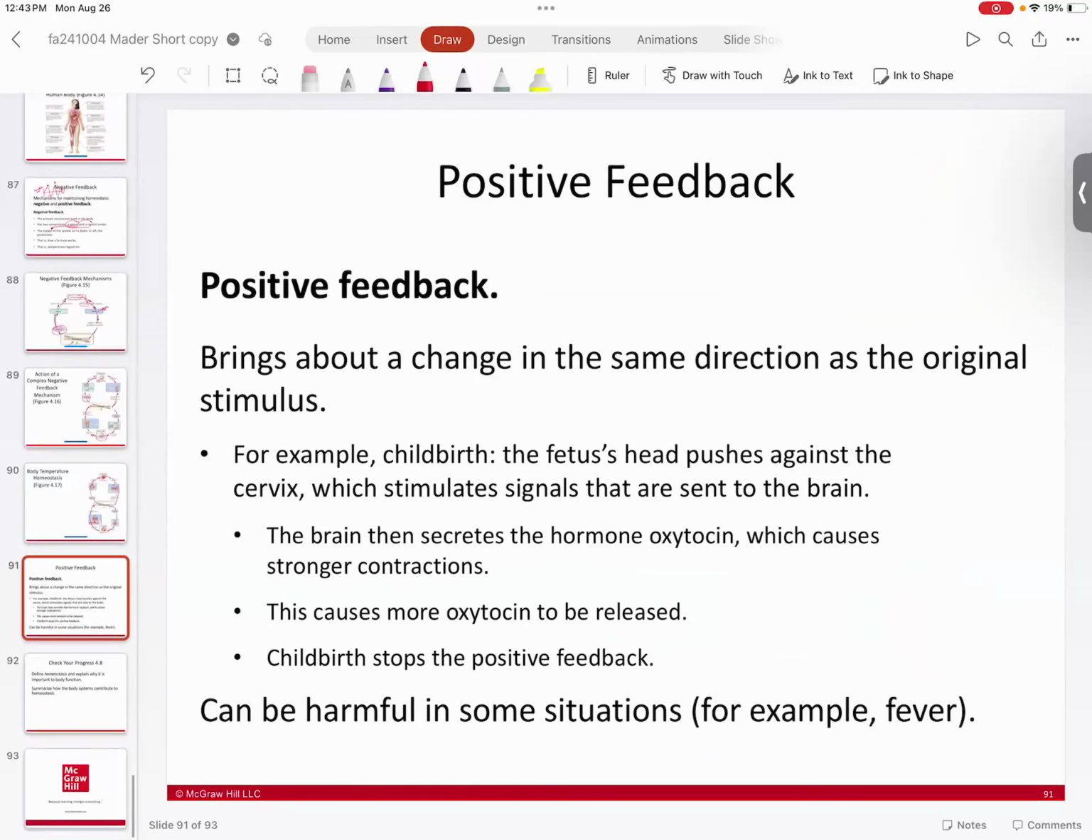Positive feedback essentially is something that brings about change in the same direction. For instance, in childbirth, right? The fetus's head starts to push against the cervix, which basically starts to stretch the uterine lining. This stimulates a signal within the uterus that's sent to the brain, and the brain secretes what's called oxytocin. And so this basically causes contraction.